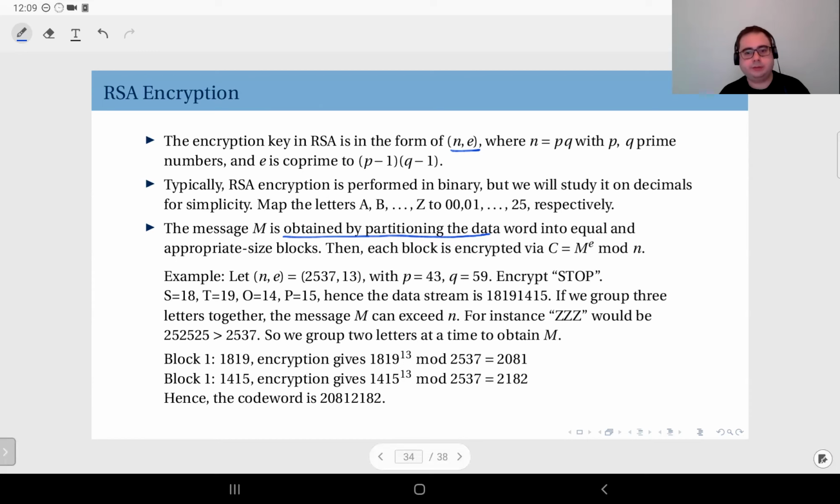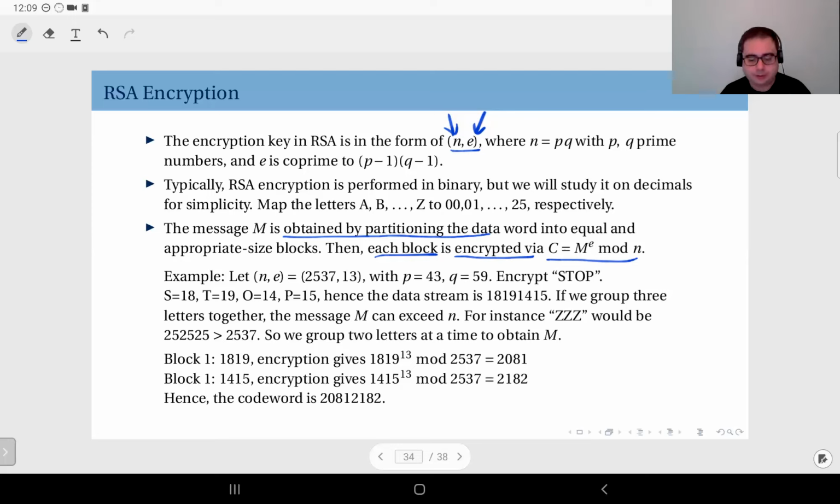Each block is represented by the message M, and is encrypted via this: C, the code word, equals M, the message, to the power e, where e is given here as a part of the encryption key, modulo n, and n is this number here. So M to the power e modulo n. As we have seen, there are a number of efficient ways to compute exponentiation, so the encryption itself is not a difficult problem.